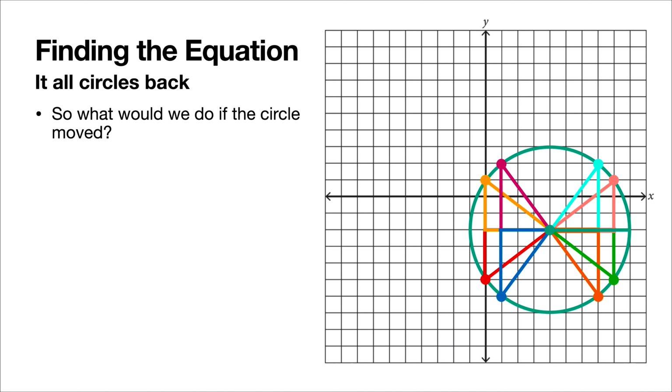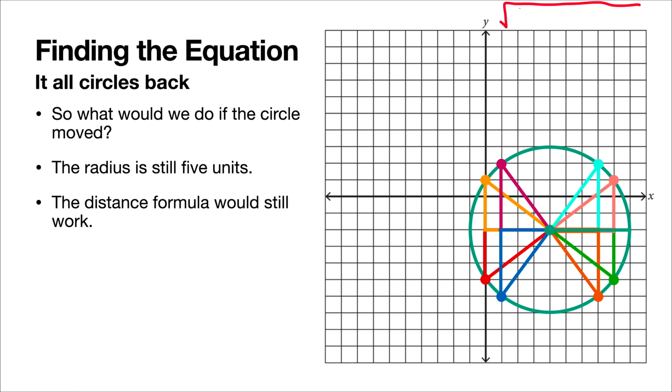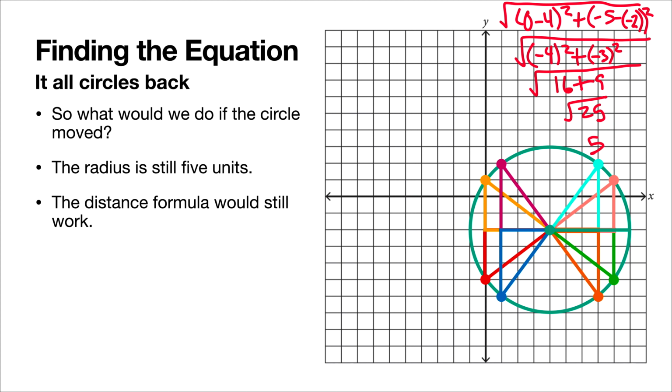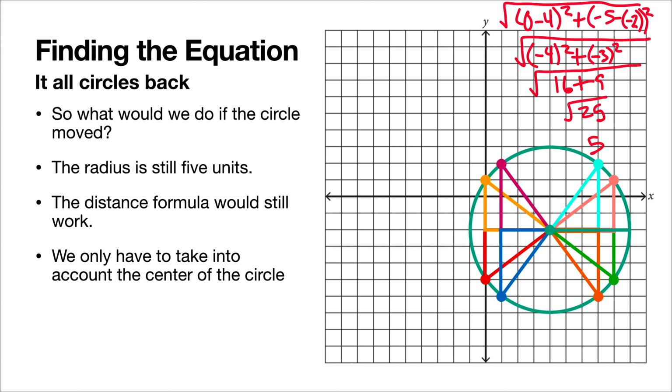So what would we do if the circle moved? Well, the radius is still 5 units. And if I went with that red point, for instance, the distance formula would still work. The red point is at (0, -5), and then I would subtract out the center. The center is at (4, -2). So (0 minus 4) squared plus (-5 minus -2) squared. That gets us -4 squared plus -3 squared. Once again, 16 plus 9 is 25, and the square root of 25 is 5. So we can still do this, and it would work the same with all of these. We just have to take the center of the circle into account.